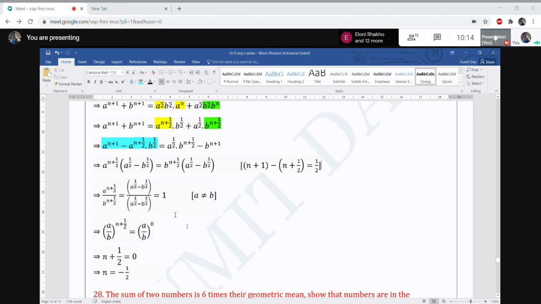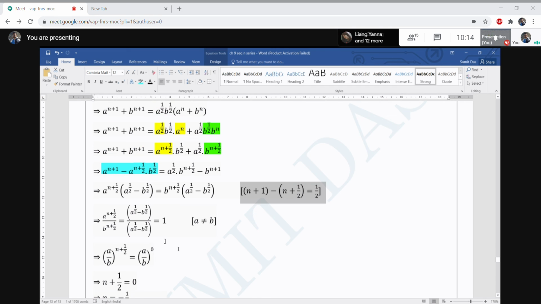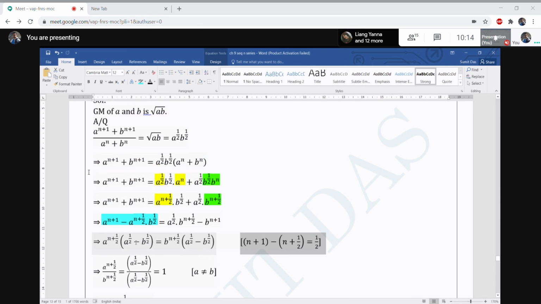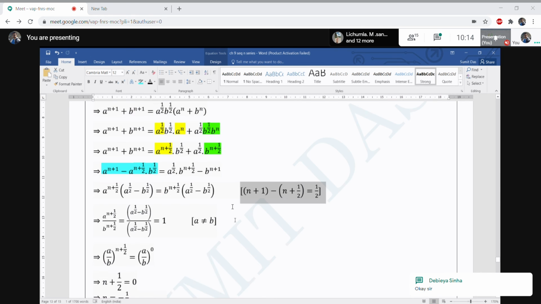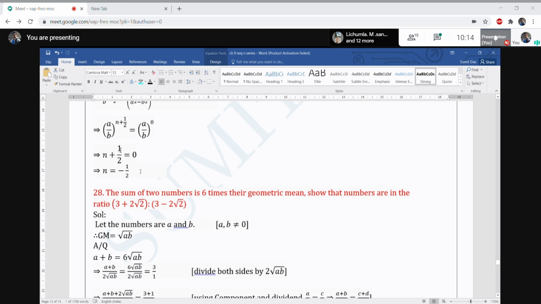Very, very important question this. Okay, as I told, this is also class 9 standard calculation. But you'll get stuck there because you don't know how to use the power. Okay.